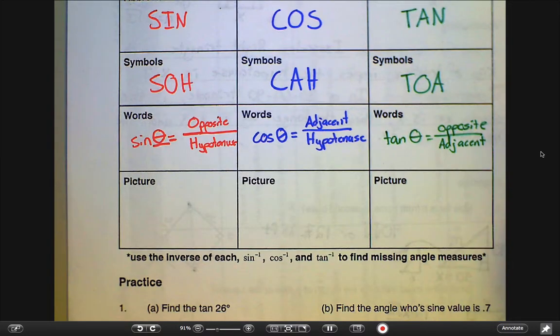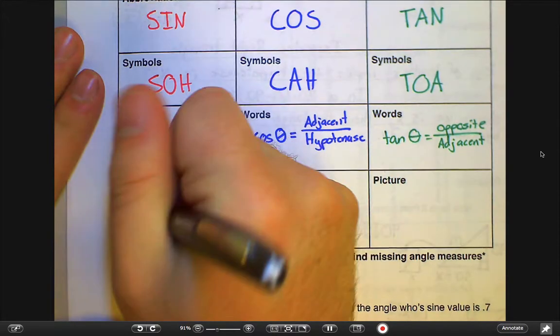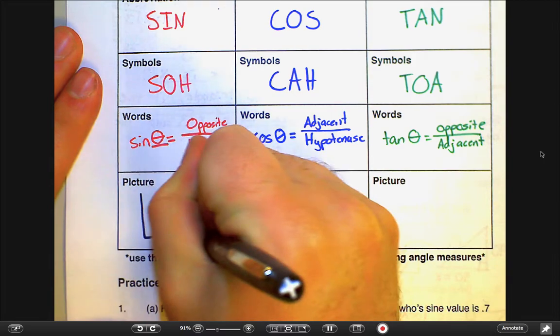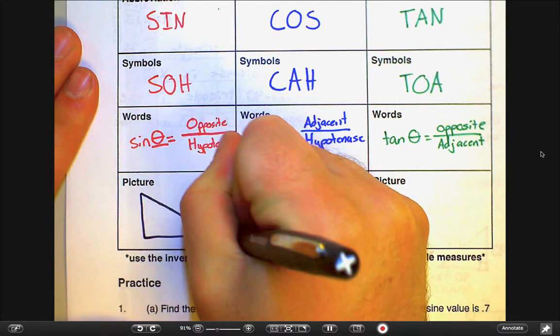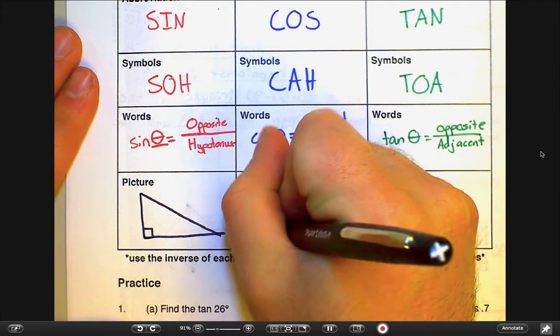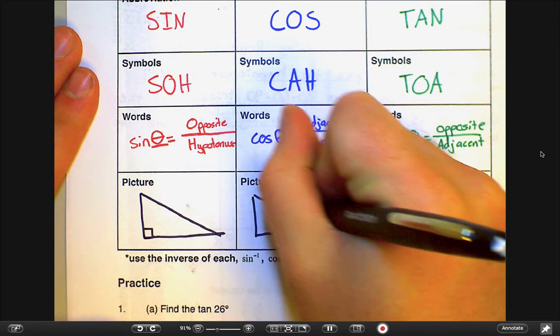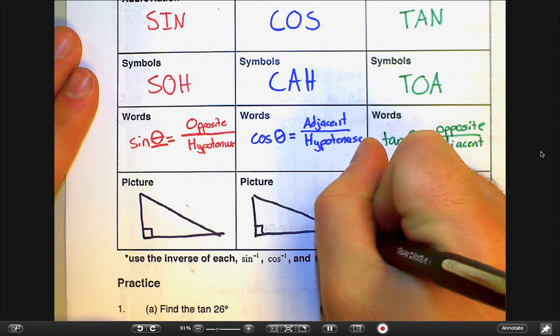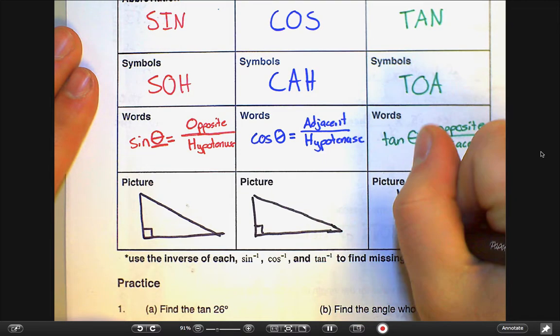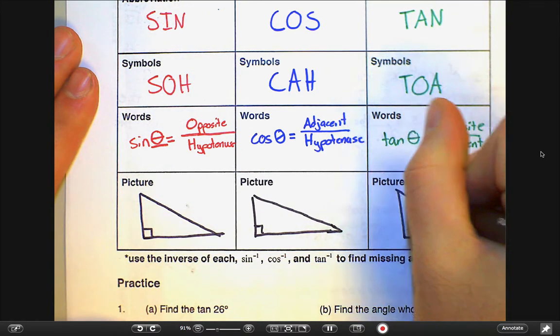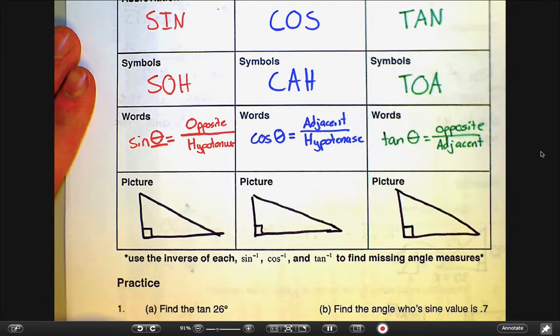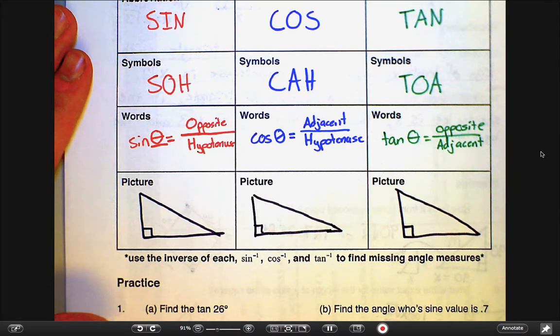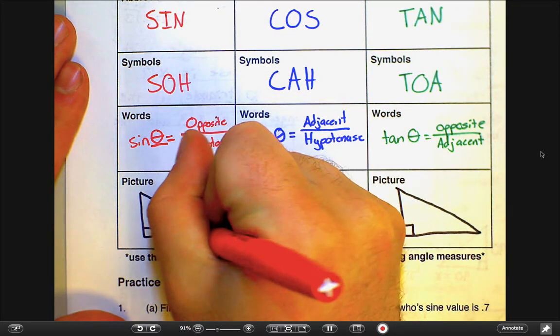Now let's talk about the actual pictures here. For all of these, we do still have to be working with right triangles. However, we do not have to have our special right triangles. So I'm not limited to just a 30, 60, 90 triangle or just an isosceles right triangle. We can now talk about some of the other triangles as well. To do this, I'm going to look at each of these triangles. I have to pick an angle to work with first. So for sine here, I'm going to pick this angle down here at the bottom.